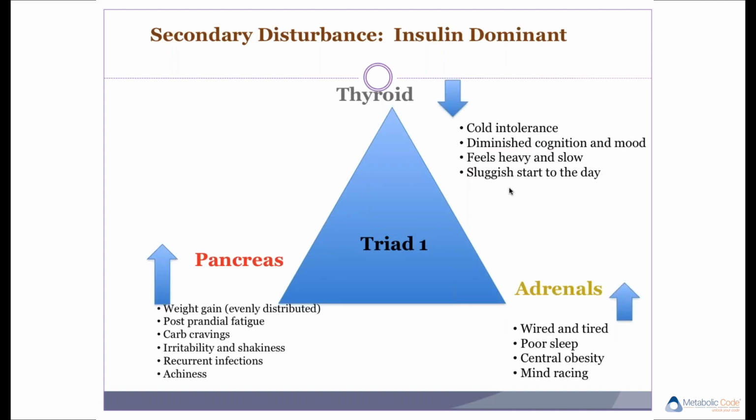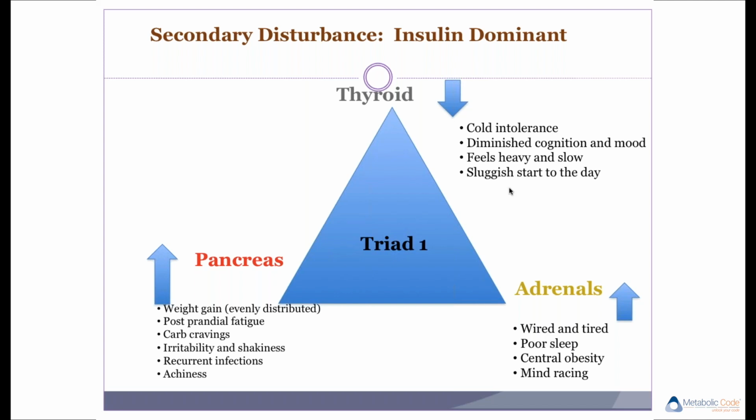So what happens when you have an individual who's driving abnormalities within this triad through pressure initially on blood sugar response? So this is what I would call a secondary disturbance, that the main feature of this presentation is someone who's got some blood sugar problems, but there will be some changes in their cortisol and thyroid production as well. So the initial problem has to do with insulin response, which can lead to weight gain, postprandial fatigue, carb cravings, irritability and shakiness, recurrent infections, and so on and so forth.